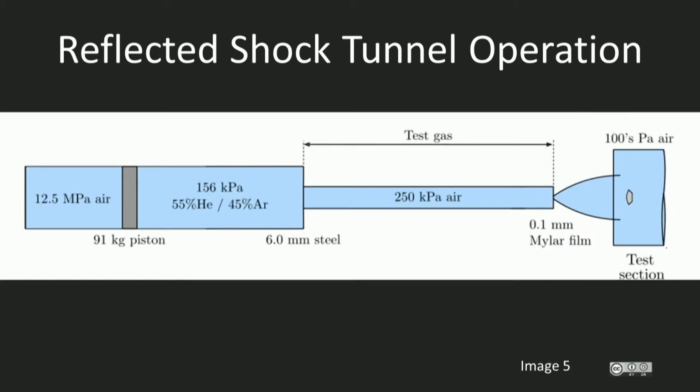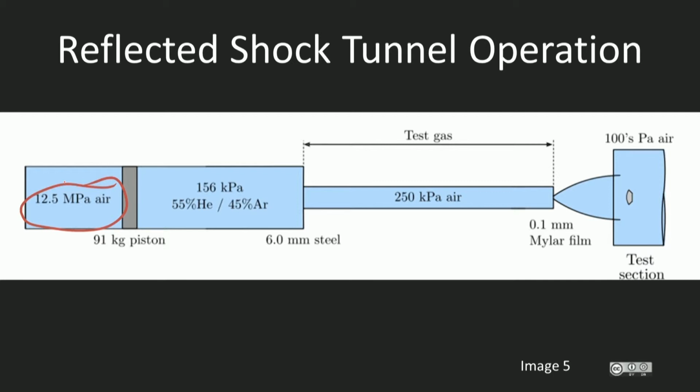This slide shows the initial configuration of T4 to produce a Mach 10, 3 km per second scramjet test condition. Initially we have 12.5 megapascals of air. And this initially applies a force of around 40 tonnes on T4's 91 kilogram piston. Now in front of the piston is a mixture of helium and argon, initially at 1.5 atmospheres, so at a much lower pressure.